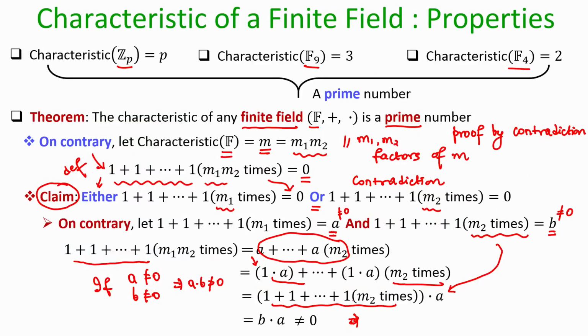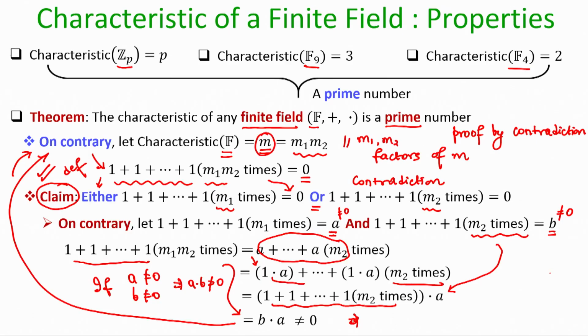So, since B dot A is not 0, I get a contradiction to the claim that the characteristic of the field is m1 m2, because if the characteristic of the field was m1 m2, then the result of 1 added to itself m1 m2 times should give me the element 0, but what I have shown here is that 1 added to itself m1 m2 times is not 0, right. So, I get the contradiction, and that shows that my claim is correct, and if my claim is correct then that contradicts the assumption that I made here, namely that the characteristic is a composite number. That is an incorrect statement. That means the characteristic m was actually a prime number.